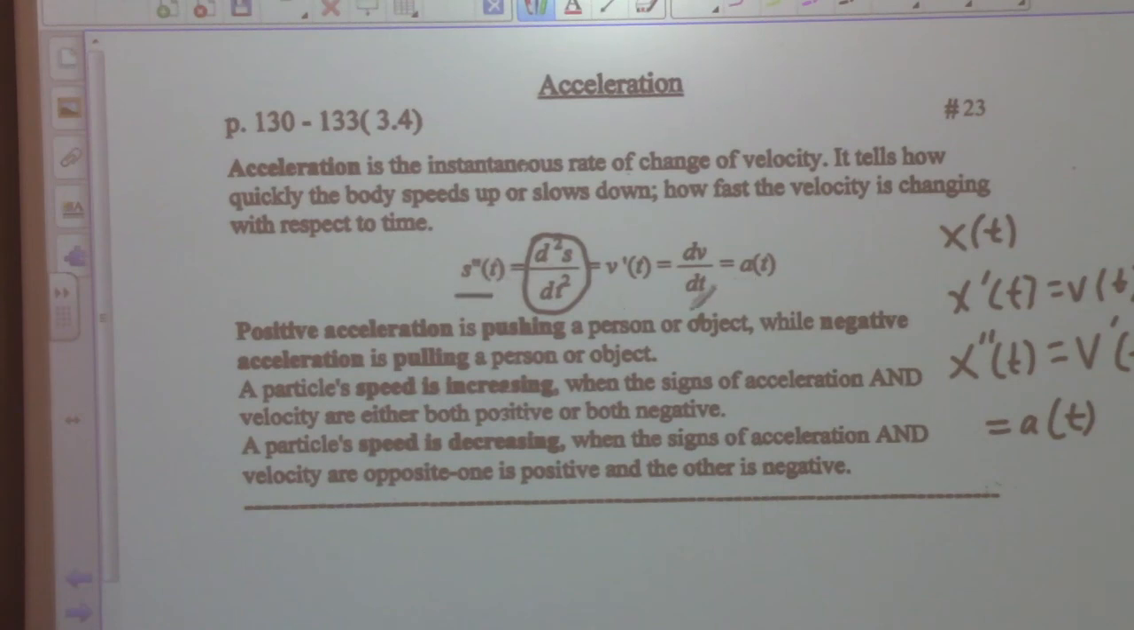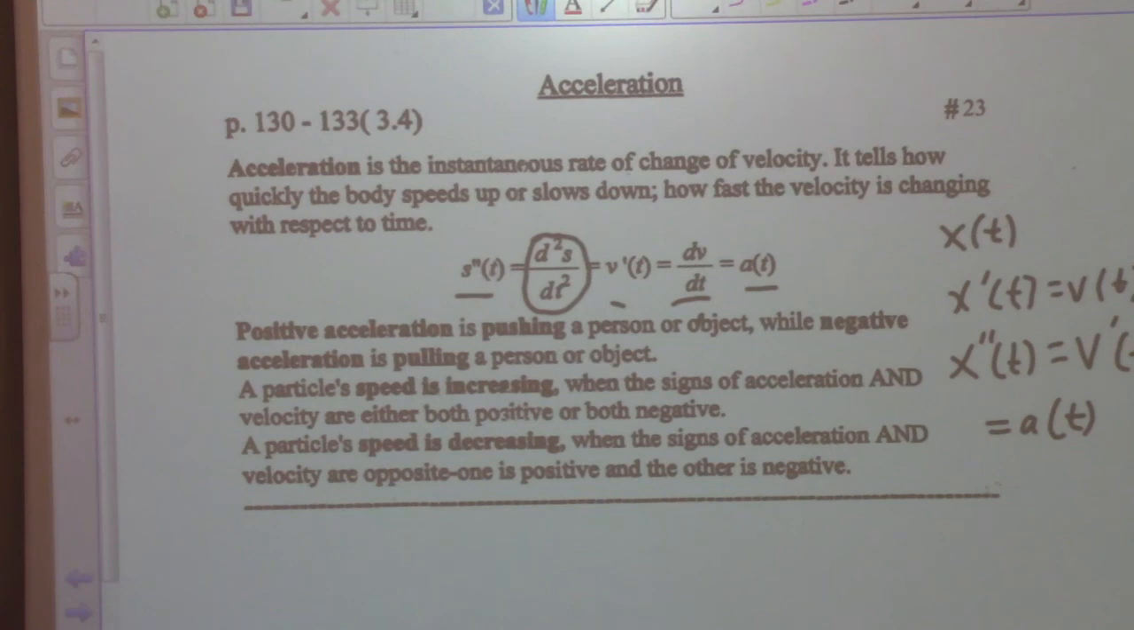I like this example because it gives different types of notations that we have to be ready for and recognize. A positive acceleration is pushing a person or object, while negative acceleration is pulling a person or object. When you're driving a car, you can really feel that. When you're accelerating, you feel your head go back against the headrest, and when you're braking, you go the other way. So driving a car is a very good way.